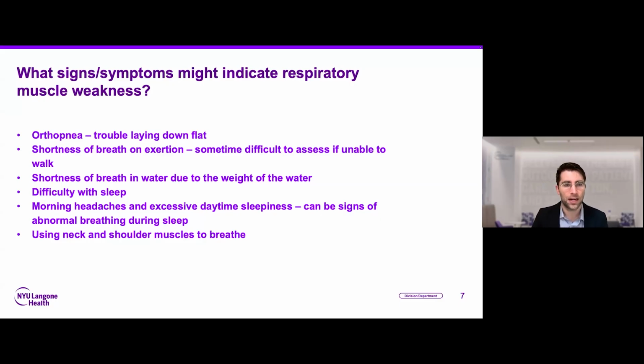So we will often ask about issues with sleep or feeling short of breath when laying down. Morning headaches and excessive sleepiness during the daytime are often things that manifest outside of sleep that may be related to those issues with sleep disordered breathing. And finally, a lot of times we'll see patients in our clinic who may not yet feel short of breath, but we can see from a close examination that some of those, what we call accessory muscles, the muscles in the neck that can assist with breathing, are very involved in their breathing just when they're sitting quietly at rest. And that to us is usually a sign that they have some degree of respiratory muscle weakness.